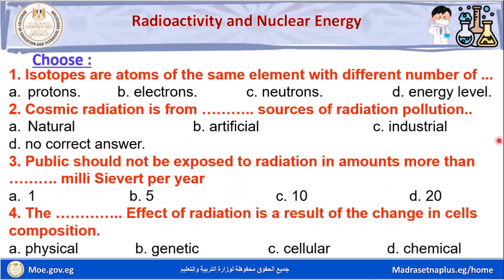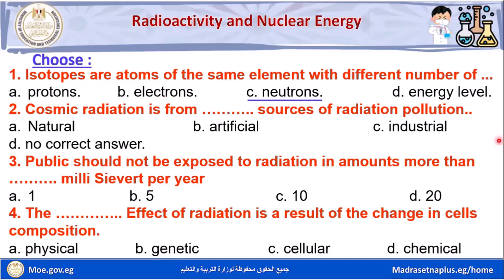Another question, choose. Number one, isotopes are atoms of the same element with different number of: electrons, neutrons, energy level. Neutrons. Isotopes are atoms of the same element with different number of neutrons and the same number of protons.